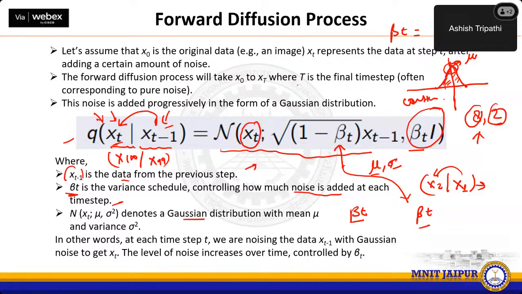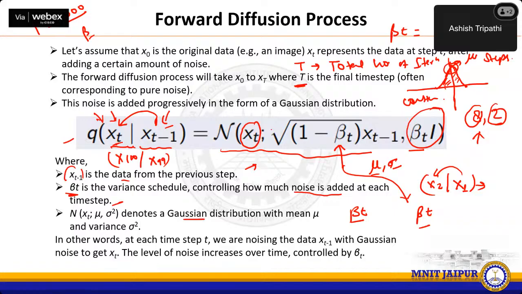And capital T, what will be capital T? Capital T is the total number of iterations or steps. Total number of iterations or steps means in how many steps I want to corrupt the image. So for example, the value of T I have chosen as 1000. That means in 1000 steps I want to corrupt the image. In each step I will keep adding some amount of noise, that is called beta.